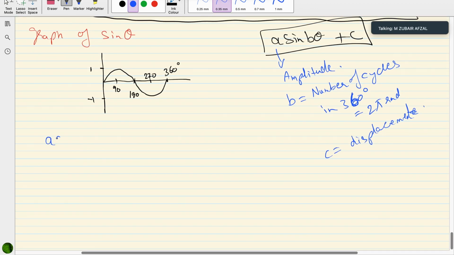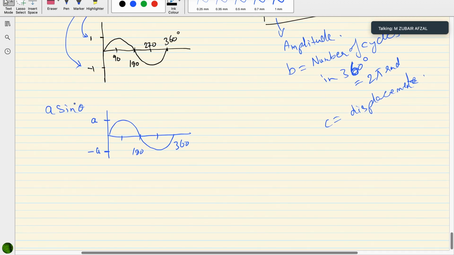If I have A sine theta, we already know that the graph of sine theta looks like this. The shape looks like this. It ends at 360. The midpoint is 180. This is 270 and this is 90. So this will be A and this will be minus A. In our first case, it was 1 sine theta, so it was 1 and minus 1. So what if we need to draw 3 sine theta?